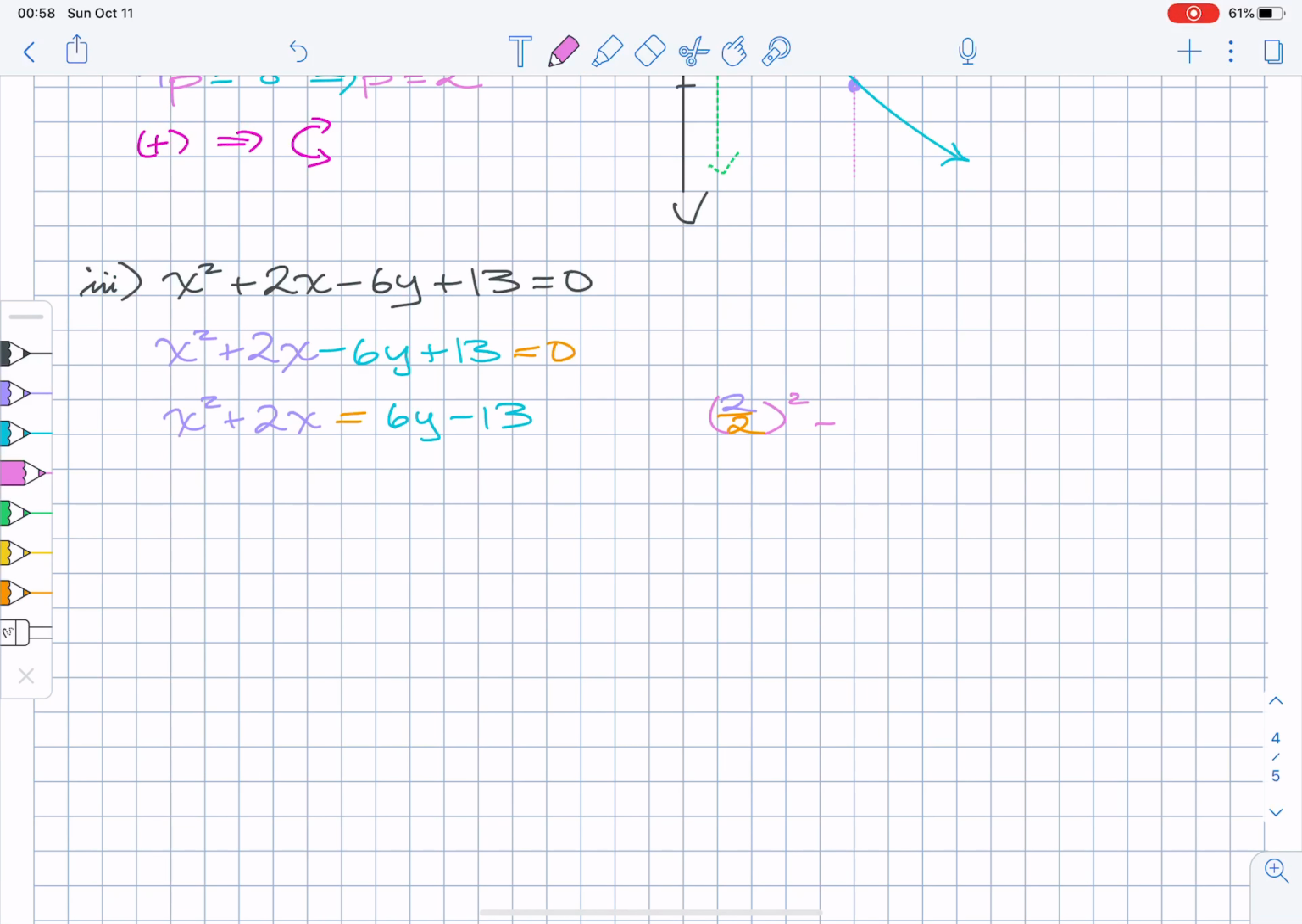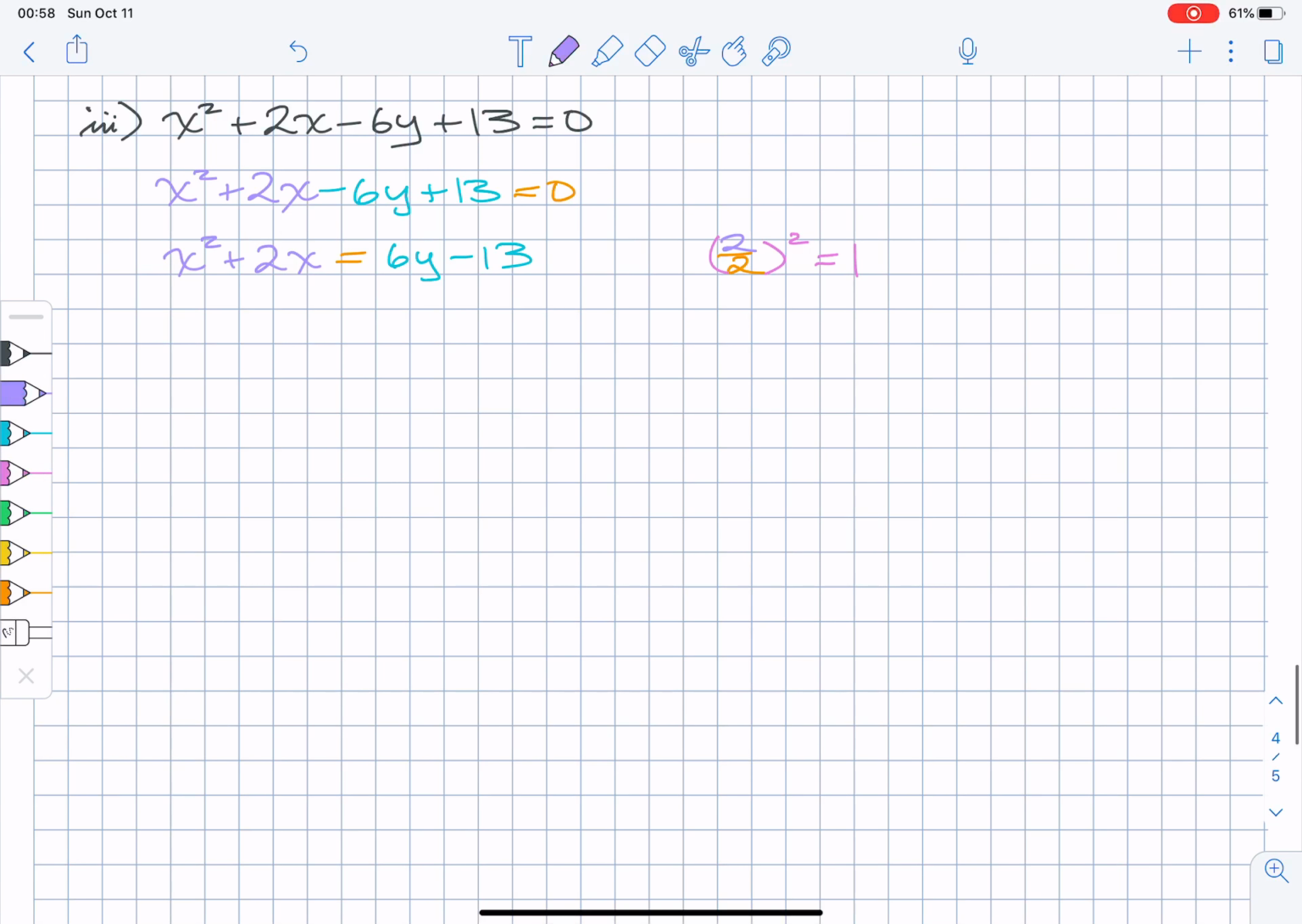So I get 1, so I'm going to add 1 on the left. So I'll have x squared plus 2x plus 1, and instead of subtracting out, I'll just go ahead and add 1 on the right, because whatever I do to one side of an equation, I can do to the other, and it's equivalent. So now on the left, I have x plus 1 quantity squared is equal to 6y minus 12. If I factor out a 6, it's going to be y minus 2.